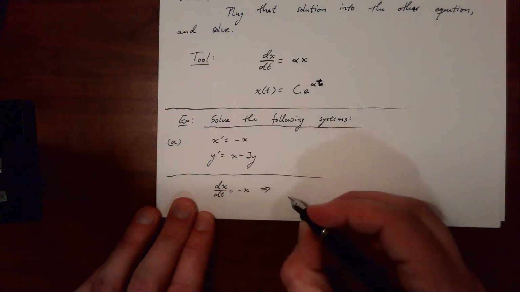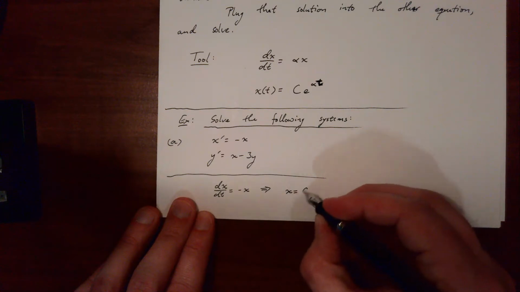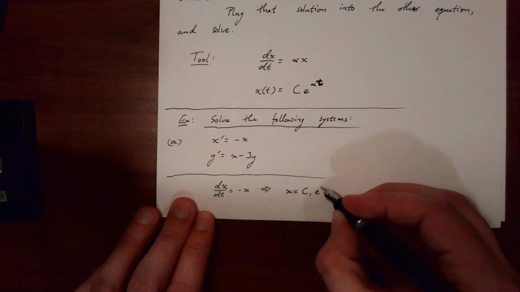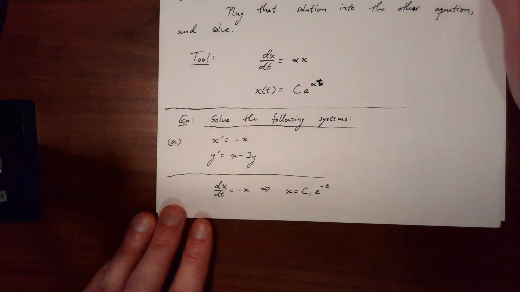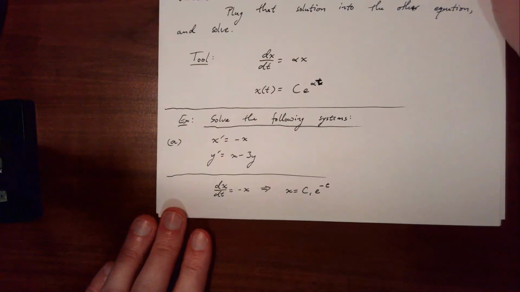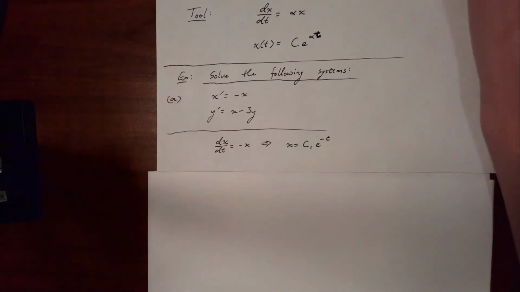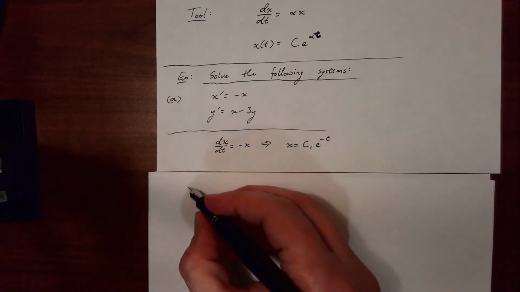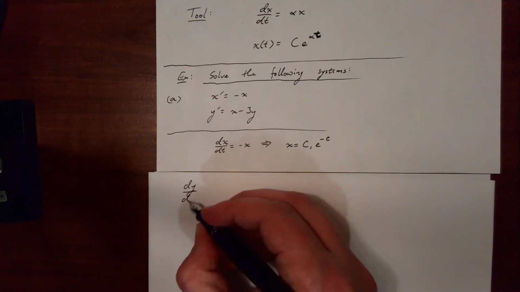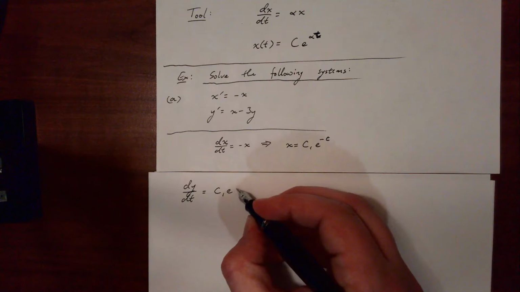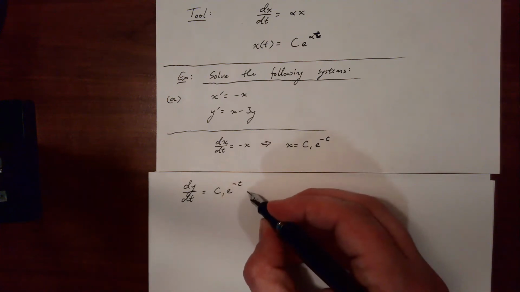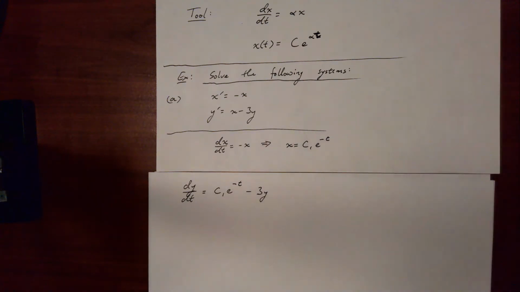That implies that x is equal to, I'll call it c1, e to the negative t. So this is just exactly in the same format as what we saw above, with alpha here being played by -1. Okay, so far so good. Nice and straightforward. Now, dy dt is equal to x, which I already know, c1 e to the negative t, minus 3y. Okay, well, so be it.